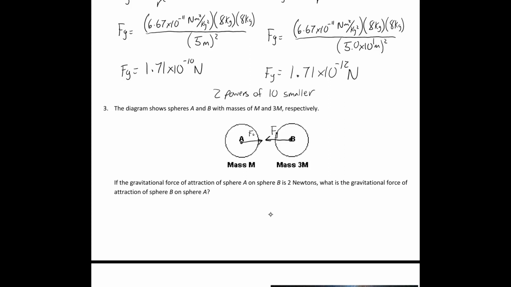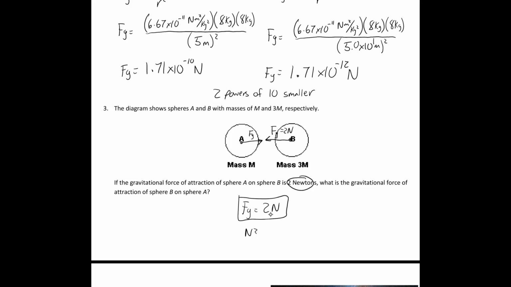It's exactly equal to each other. F. Right? Oh, no, wait. What do they say? 2 newtons. So they're telling you that this is 2 newtons. So Fg equals 2 newtons. That's the answer. Here's why.